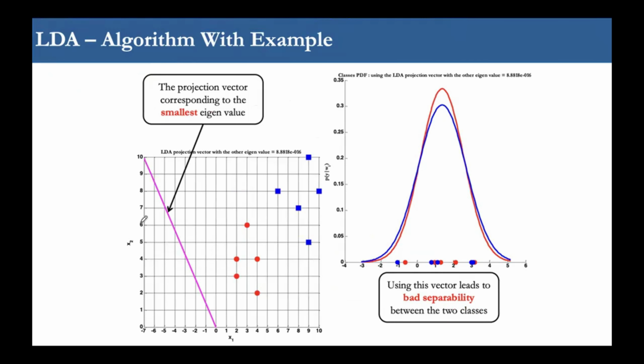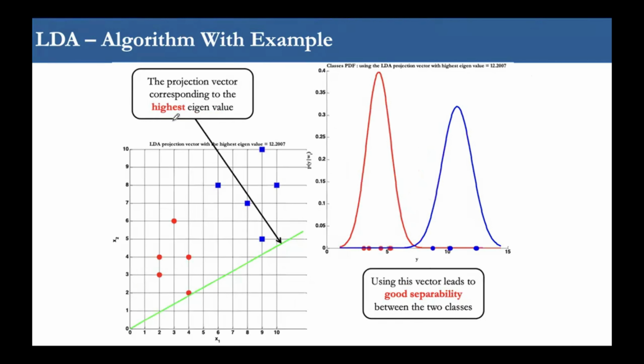For example, if you use the smallest eigenvalue to find the projection vector, then we will get a straight line similar to this. This is not dependent on any of the values given or any of the data points. Here it also gives a bad separation. You can see all the data points are mingled together and you cannot separate them.